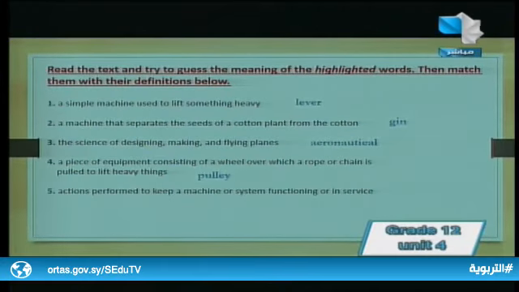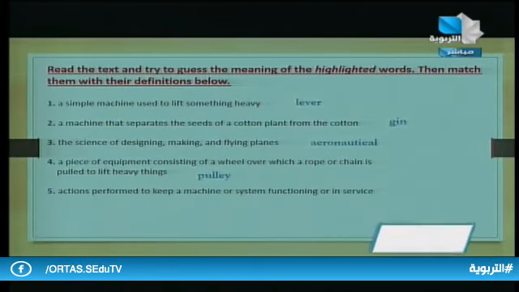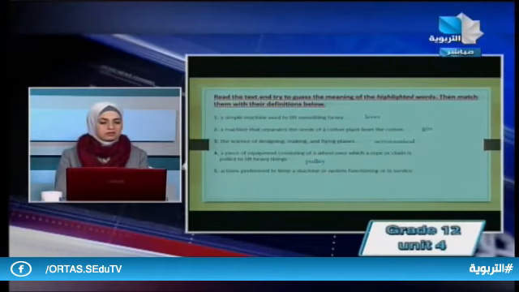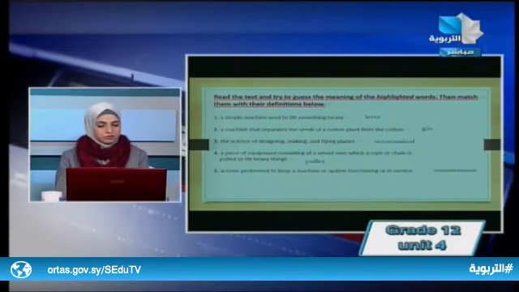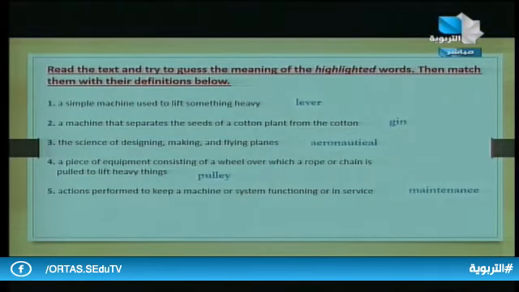Yes. Number 5, actions performed to keep a machine or system functioning or in service. It's maintenance. Number 6, to raise something to a higher position. It's elevate. And the last one, a period of 1,000 years, millennium. So actions performed to keep a machine or system functioning, I mean in good condition and giving good service, we call it maintenance. To maintain a machine is to keep it in good condition and keep it in service, working, yeah. Keep it working.